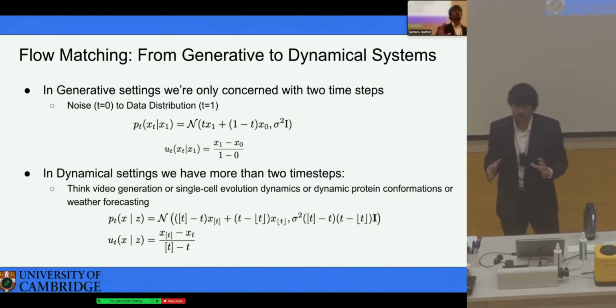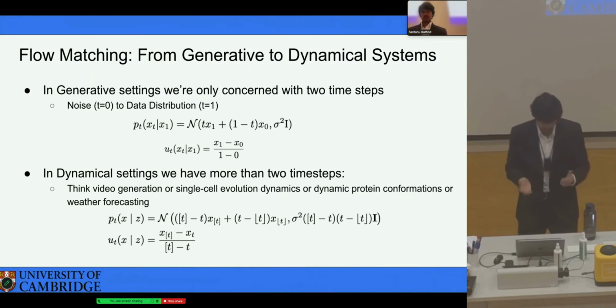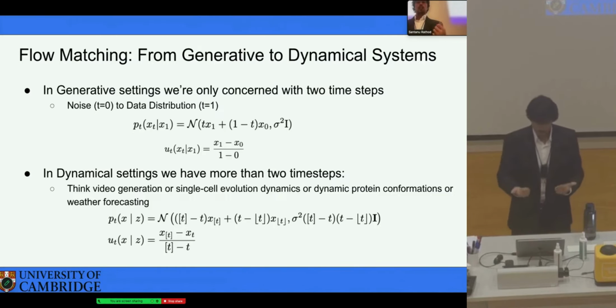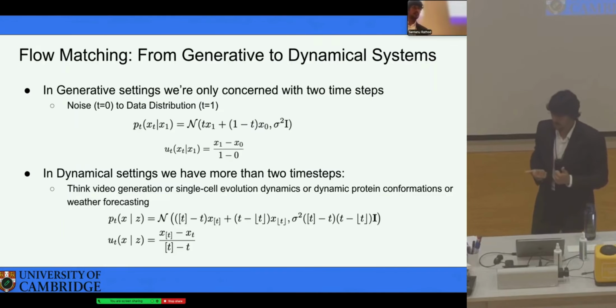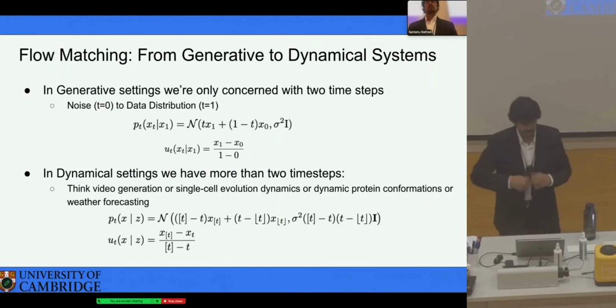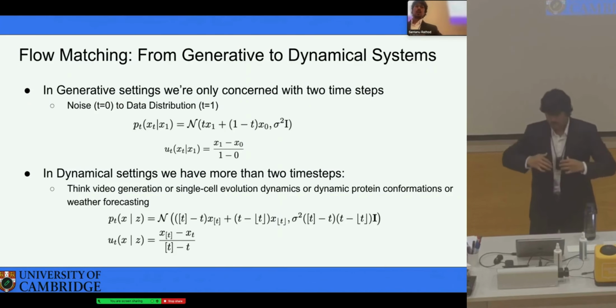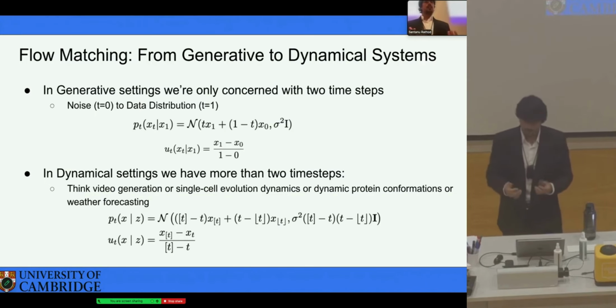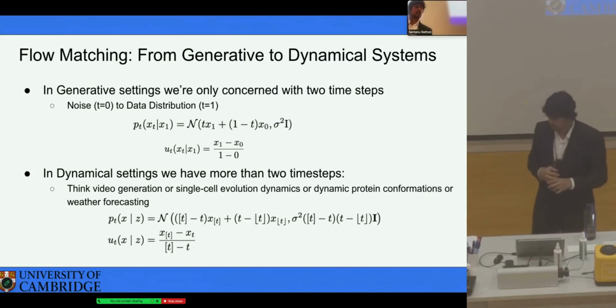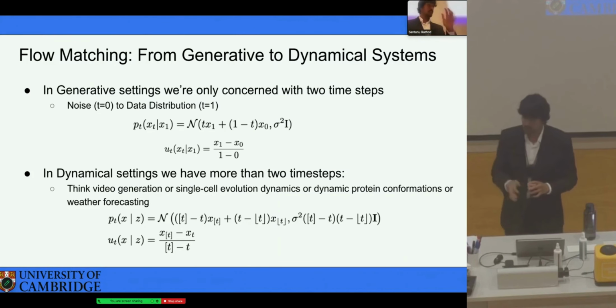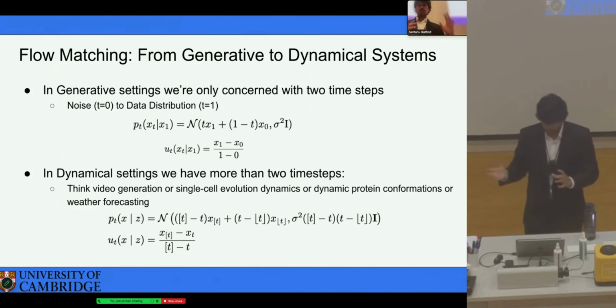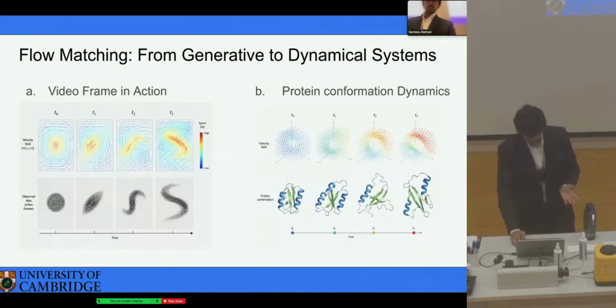And dynamical settings are everywhere. I would say that dynamical settings are the most general formulation as far as generative modeling is concerned, because think about video generation or world models that people recently talk about, or single cell evolution dynamics, or the conformations of proteins and how a protein is interacting once it comes in the vicinity of a substrate or a ligand or things of that kind, or weather forecasting. So the potential is obviously huge.